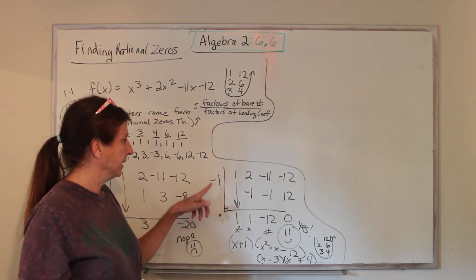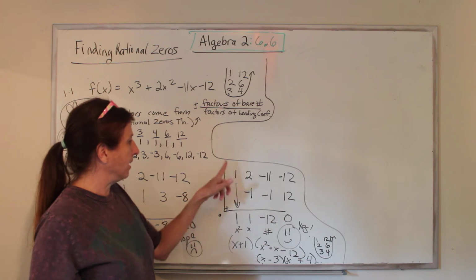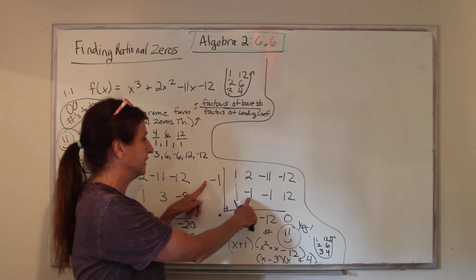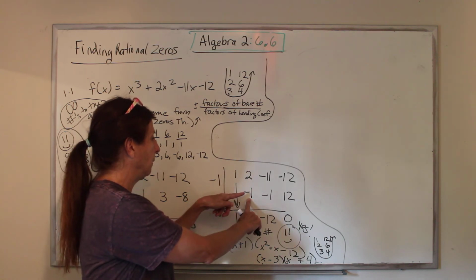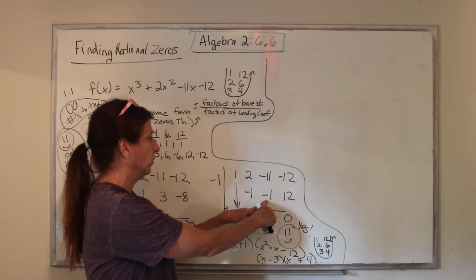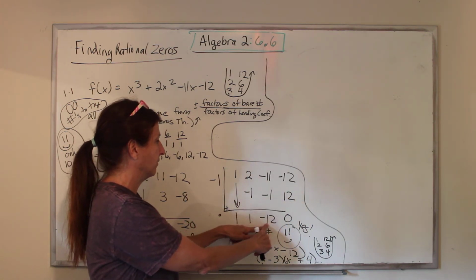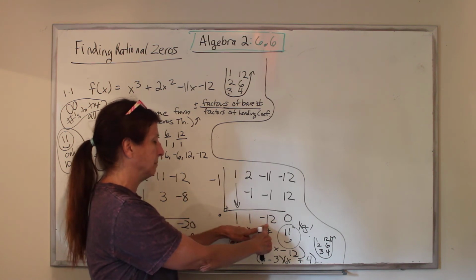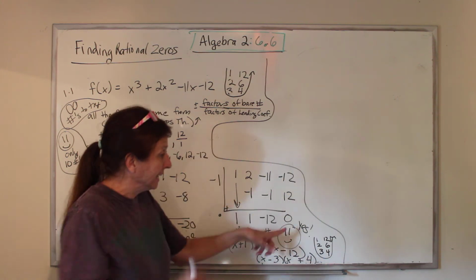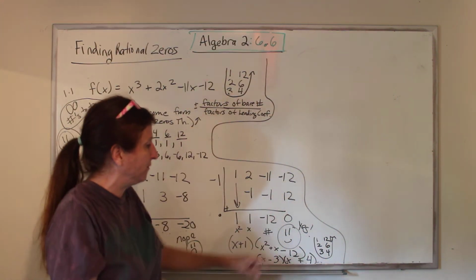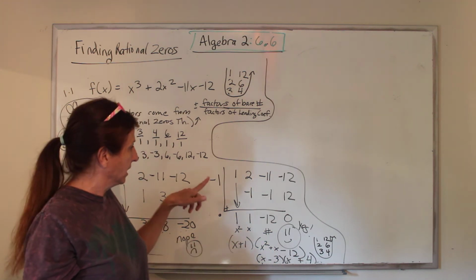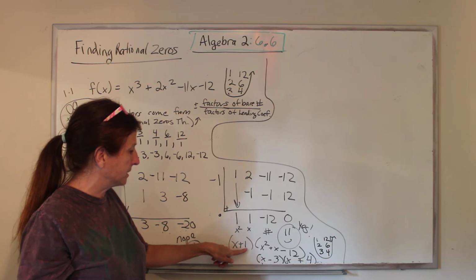So I try my next one, negative 1. I draw my L, bring down the 1 and start my multiplying. Negative 1 times 1 is negative 1. 2 minus 1 is 1. Negative 1 times 1 is negative 1. Negative 11 minus 1 is negative 12. Negative 1 times negative 12, two negatives make a positive, is 12. 12 minus 12 is 0. Yay! We found one. So we know the opposite sign of this is one of the factors. It is x plus 1.